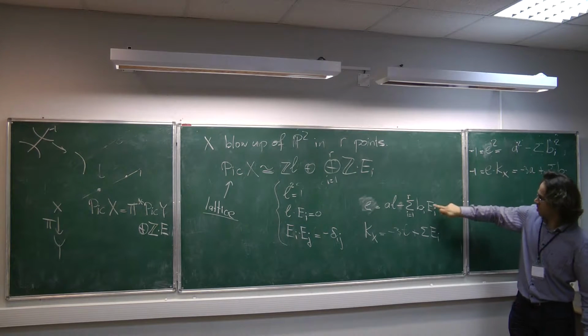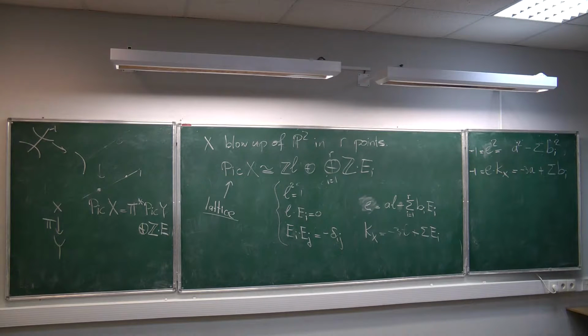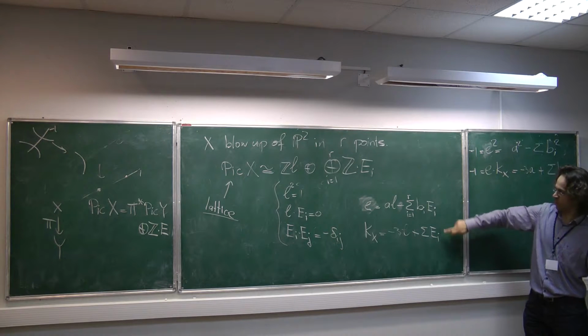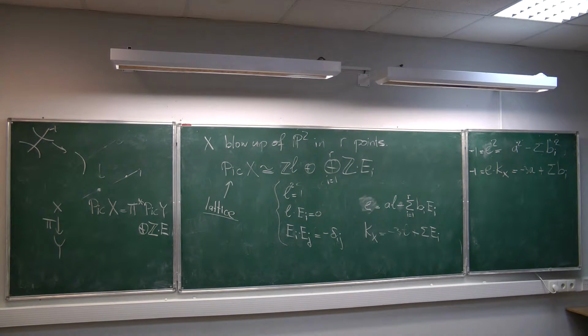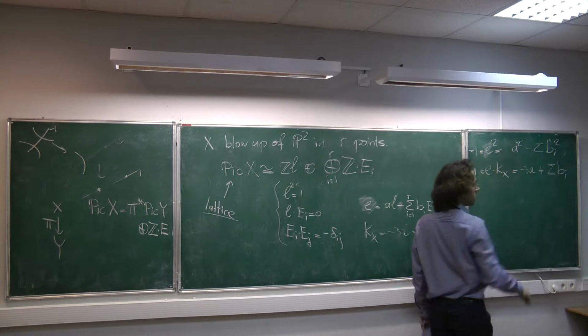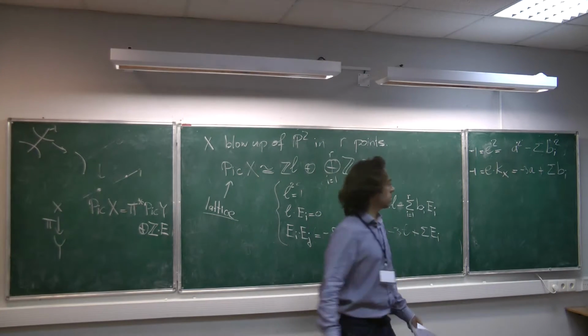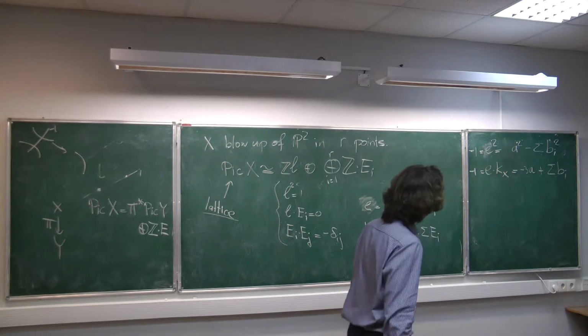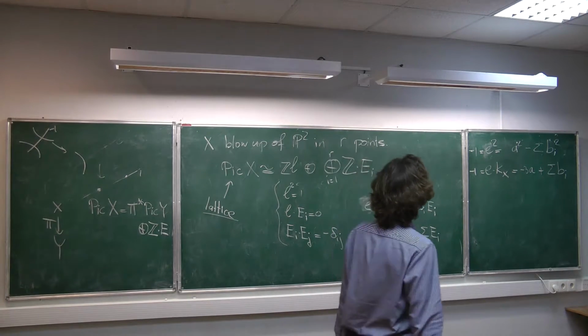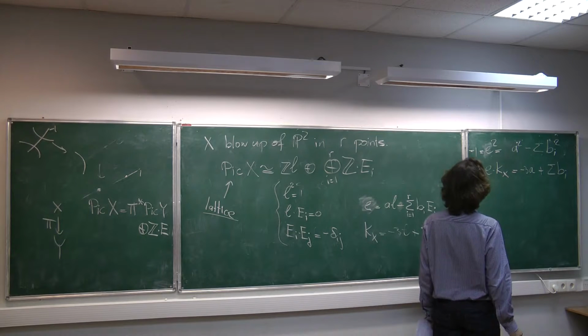E_i squared is minus 1, so the minus becomes a plus. So now we have two equations in terms of the a and the b_i's, and they're integers. And you can actually solve this. You can solve it in a smart way or a not so smart way. There's hundreds of ways to do this.